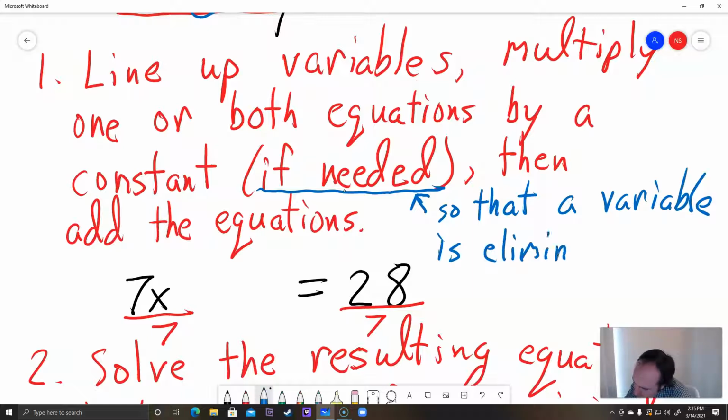Okay, so a variable is eliminated. Now the first problem was so easy, we didn't have to do this part. So we just added them and the y was eliminated. And by the way, some other books call this the elimination method. That's what people used to call it in the old days, because you eliminate a variable first and then you solve and then you work with that. But now it's called the addition method because you're really adding the equations. But those actually mean the same thing.